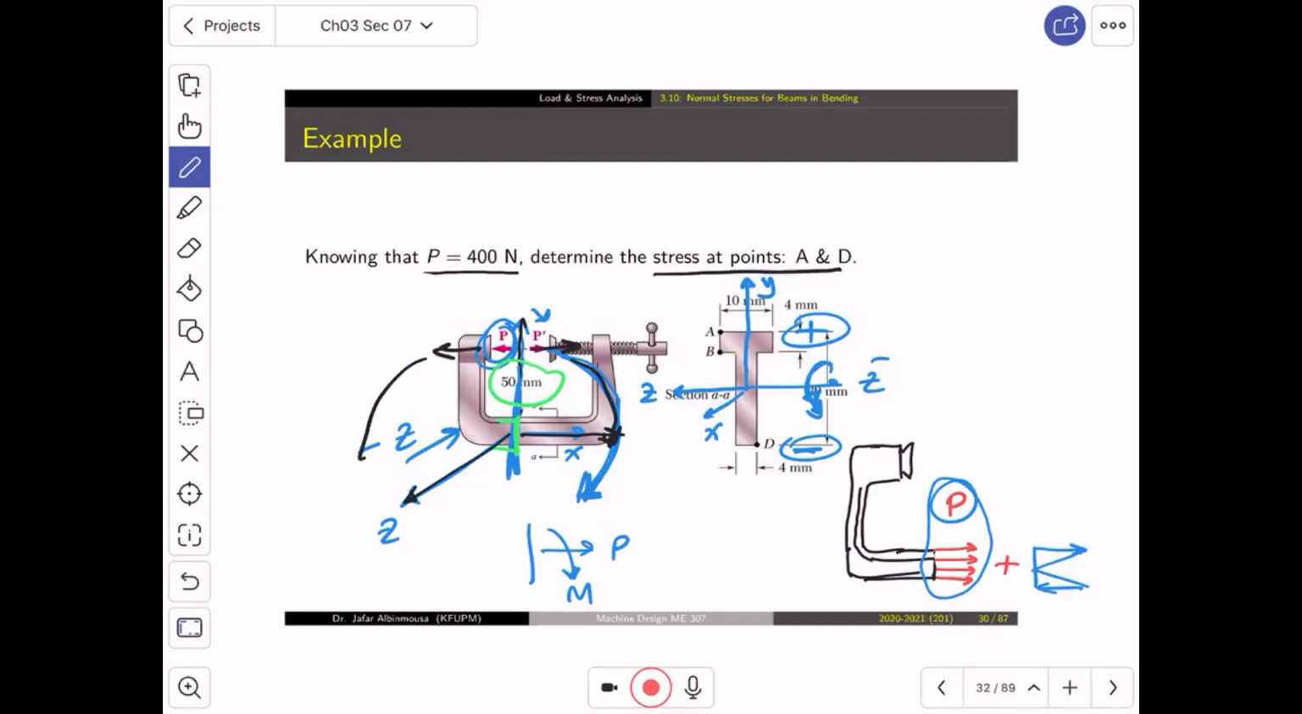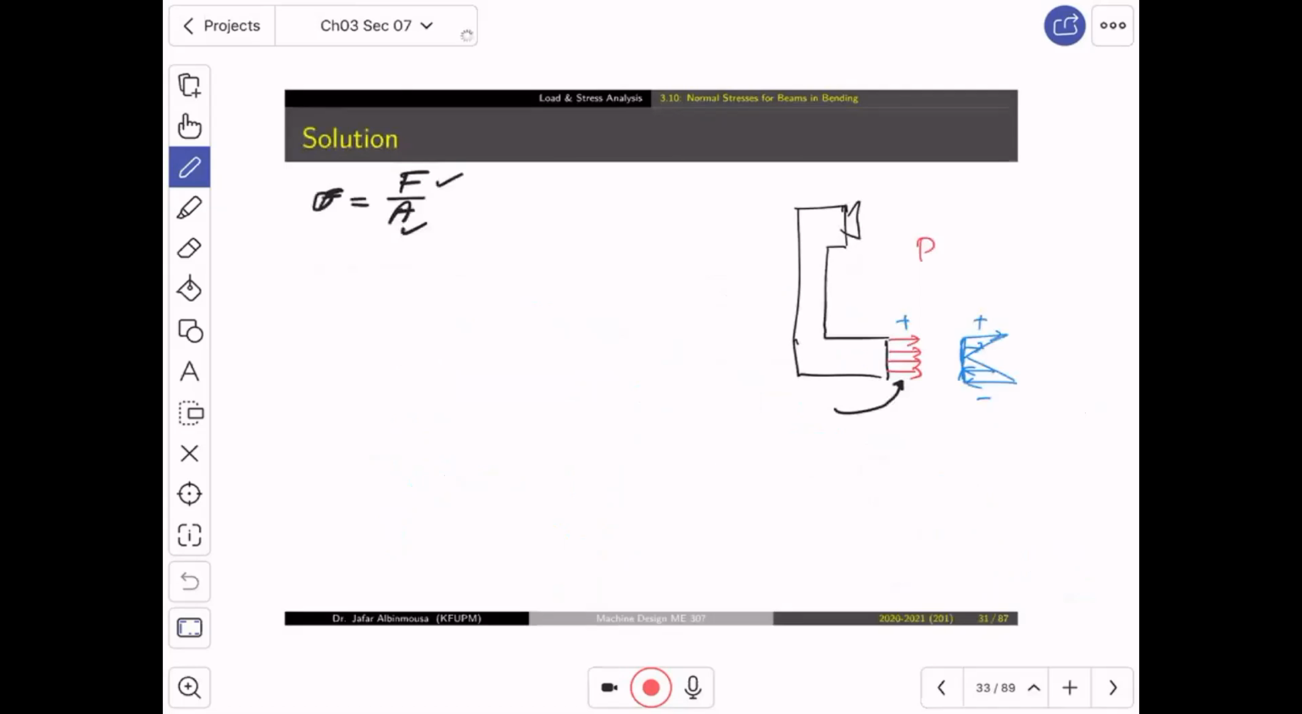So if it's going to make bending in this direction, this part will be bent like this, which will make the top part tension and the bottom part compression. Okay? So now the bending will be Mc over I. So what we need is I, we need A as a geometrical property. And usually, ya shabab, we start by geometry.